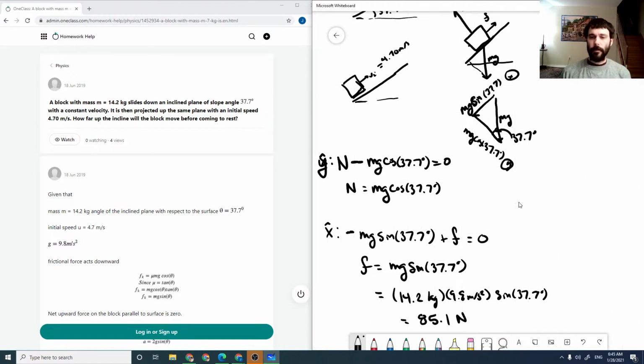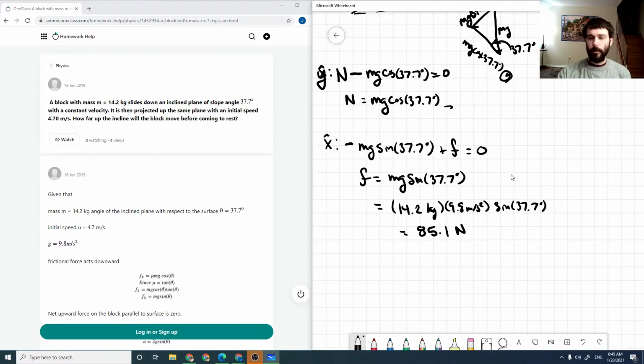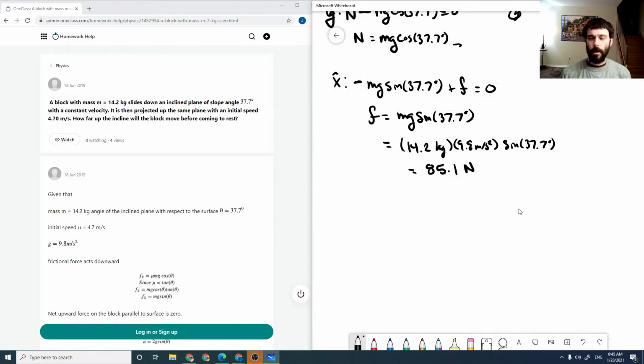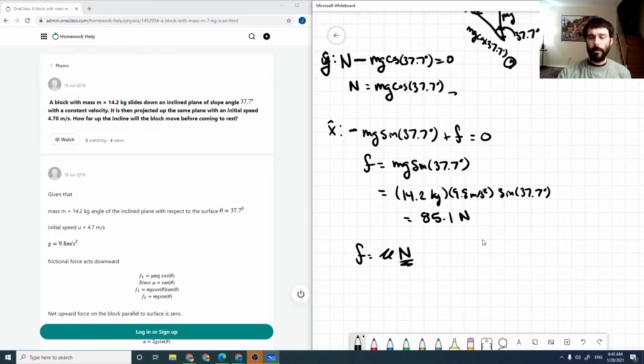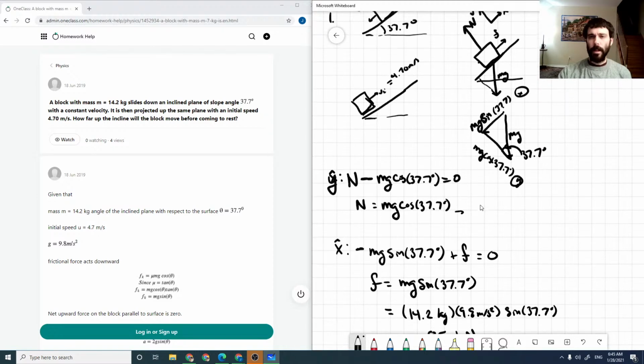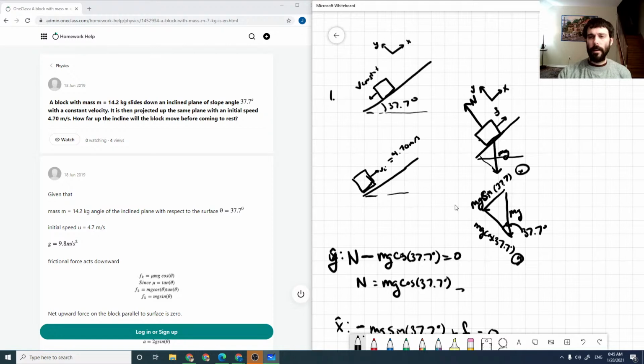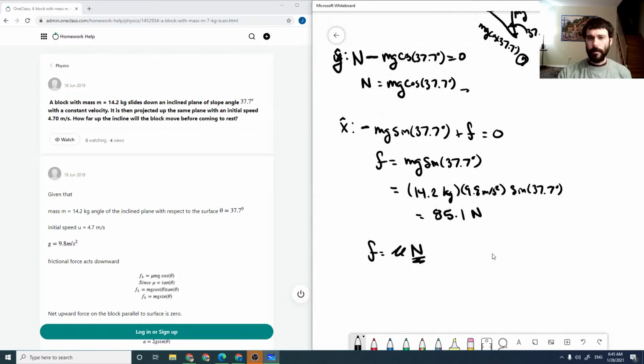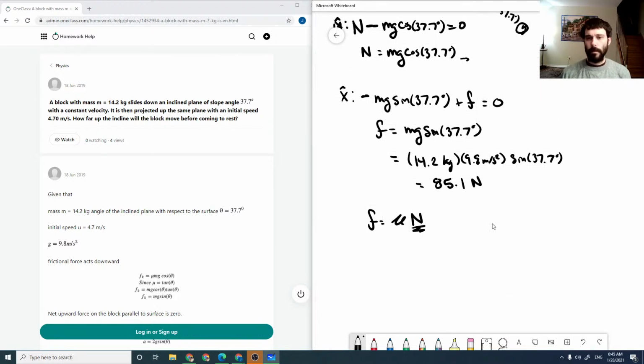So it turns out I didn't need to solve for the normal here because I could use that to solve for a coefficient of friction, but our frictional force is always going to be the same. Well, it's not always going to be the same, but it's going to be mu n, and as long as our normal force doesn't change, then it will be the same. And because it's the same block being pushed up the same slope, we will have the same normal force. But just to confirm that, our normal force here is mg cosine of 37.7 degrees.